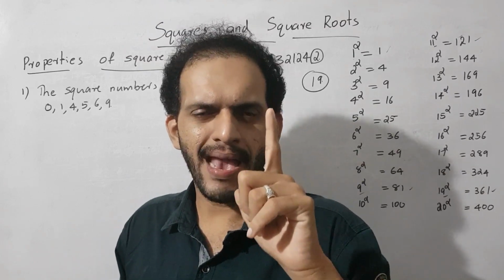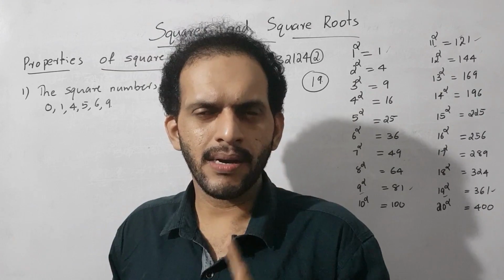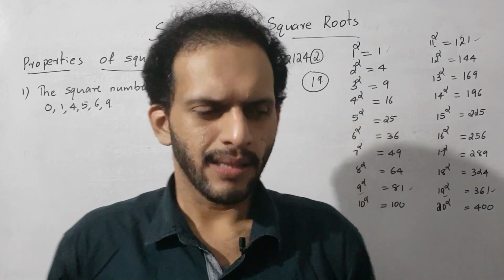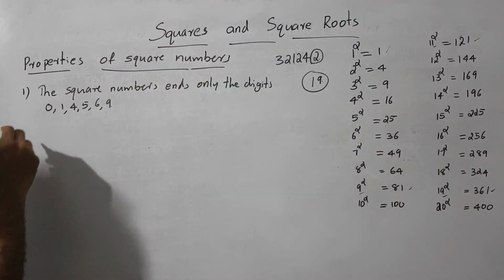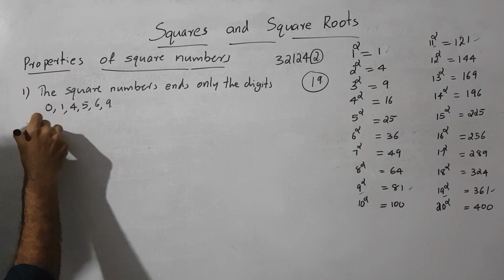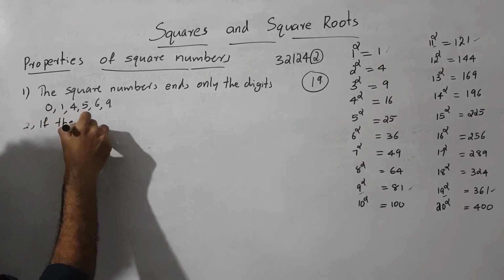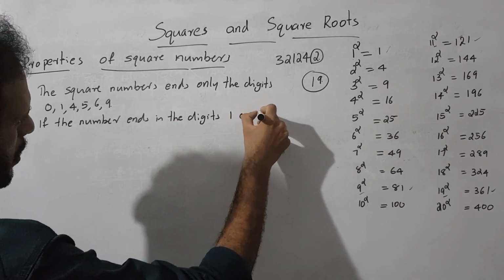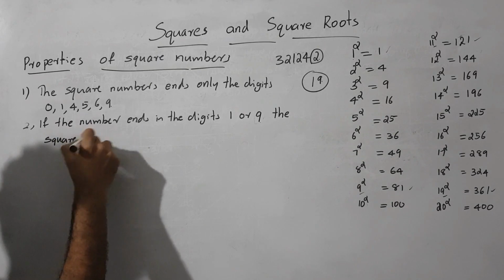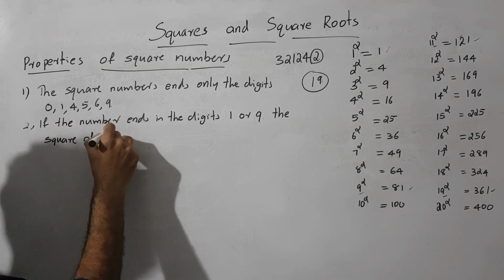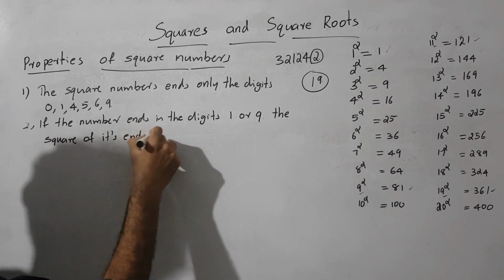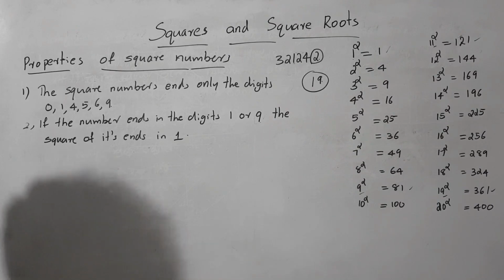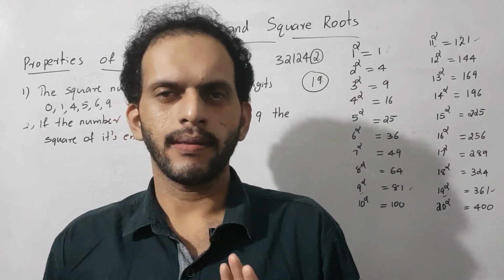If a number ends in the digit 1 or 9, the square ends only in the digit 1. That is the second idea, the second property of square numbers. If the number ends in the digit 1 or 9, the square of it ends in 1. That is clear. I think the idea is clear.